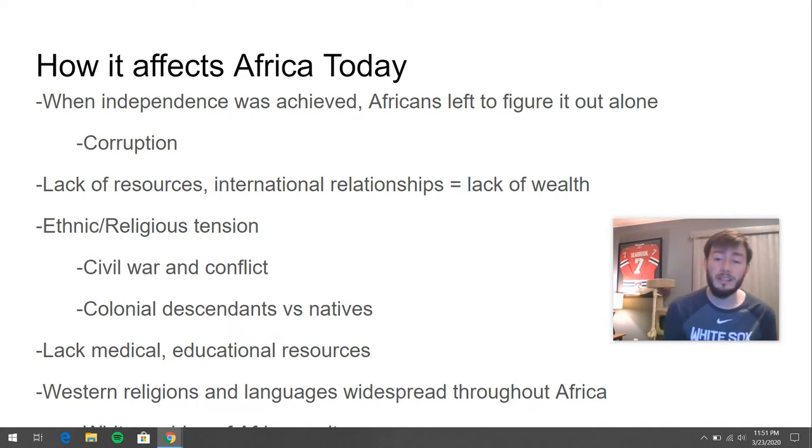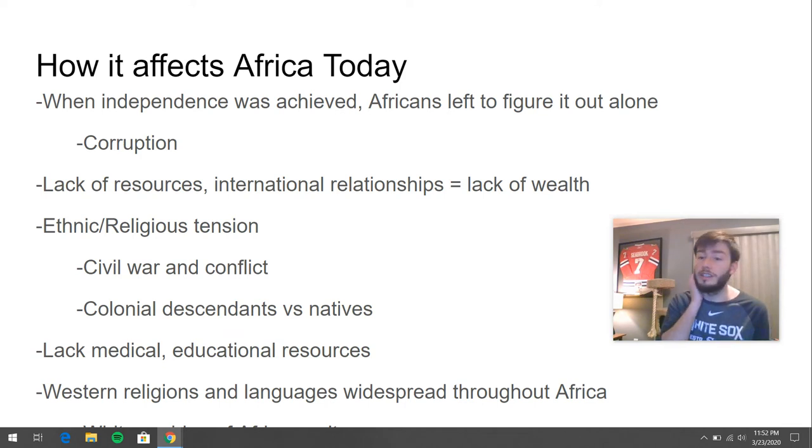And when they did this, it led to corruption. The people did not know how to govern themselves. So what happened is people that were in the military or really affluent, wealthy people in these places would oftentimes seize control of the country and use it to just benefit themselves and not the majority of the people within those countries. So that leads to a massive amount of corruption.